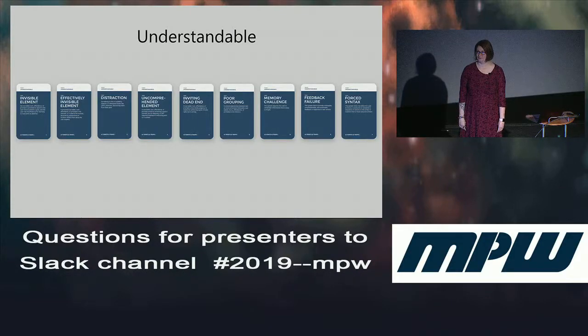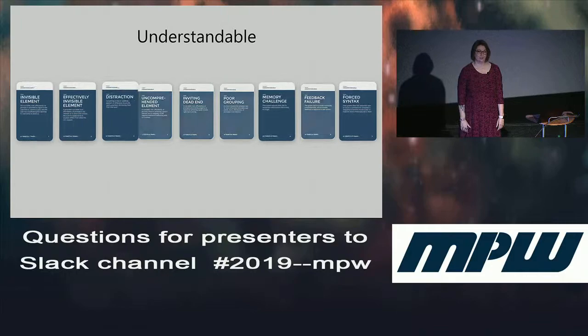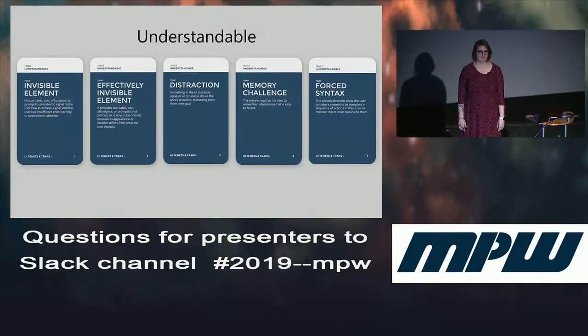So let's jump in. This is the first tenet, understandable. When a UI is understandable, the user is aware of the action they can take because the UI contains concepts that are easily learned. Like if I press download, I get the file. Understandable is, again, the one with the most traps, and I will show you 5 of them, so not all of them.